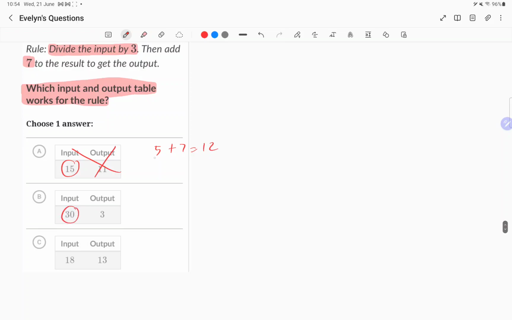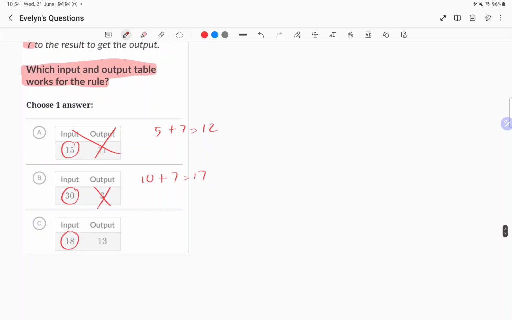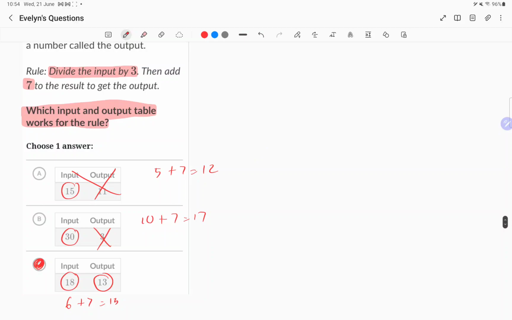Divided by 3 is 10, and then add 7 is 17. That's also incorrect. Divide this one by 3, that would be 6. And then add 7 is 13. So that one is correct. The answer should be C. It's just testing the rule on each of the input and output set.